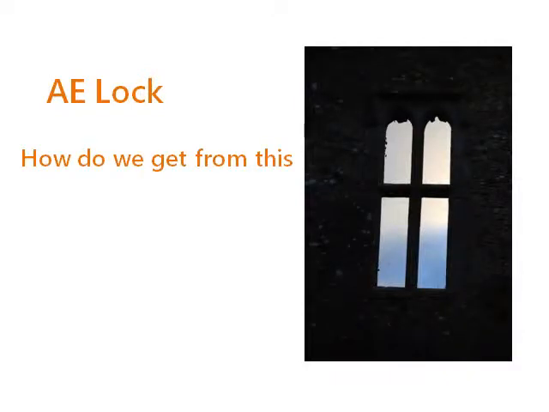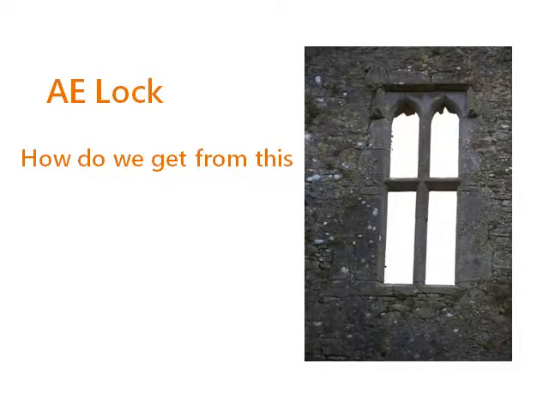Today's module will be talking about the auto exposure lock. If we look at this picture of the church, the brickwork is very dark and we would like to expose that as well as the window area. So how do we get from this to this?